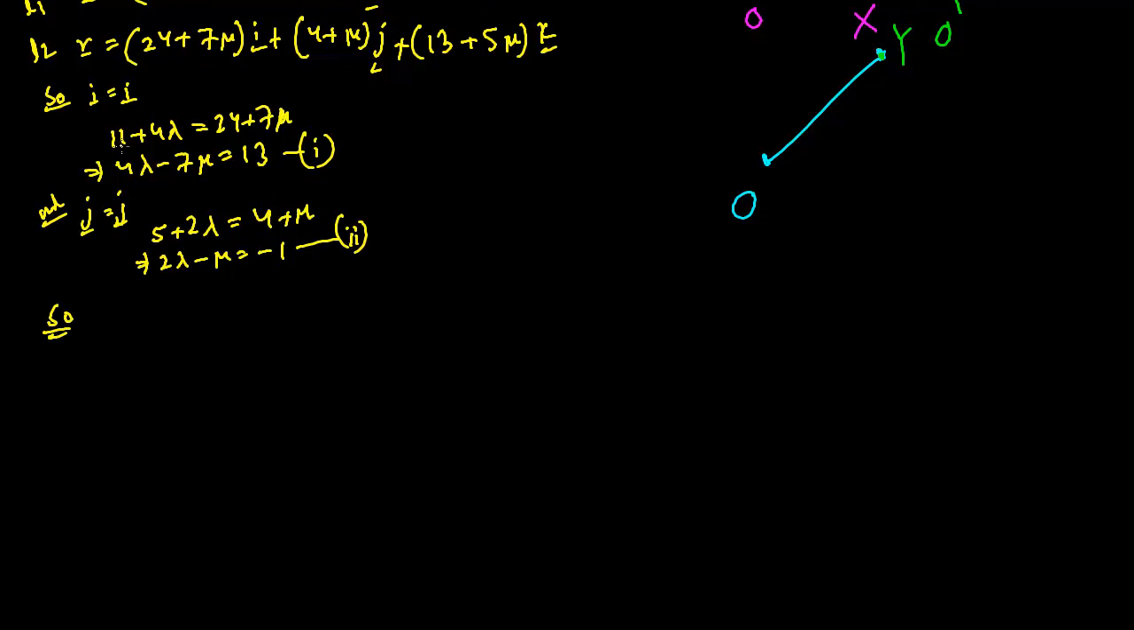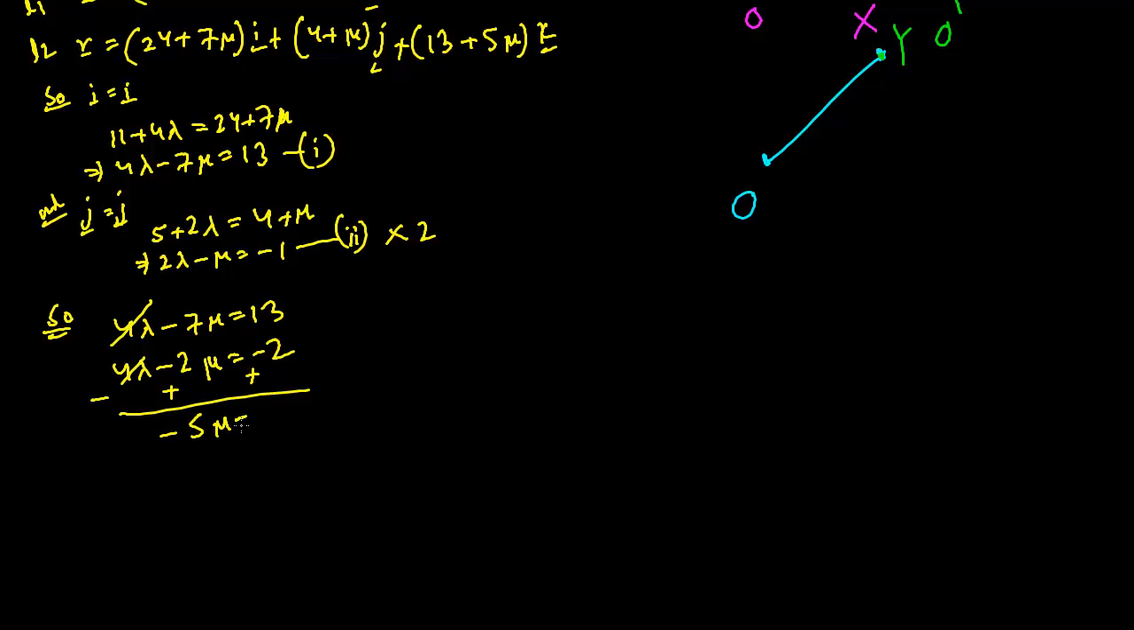So equation 1 and equation 2, what I can do is multiply equation 2 by 2. So 4 lambda minus 7 mu equals 13. And if I multiply equation 2 by 2, it turns out to be 4 lambda minus 2 mu equals minus 2. Now let's change the sign and use the method of elimination to solve this. This 2 cancels, this becomes minus 5 mu, and this becomes 15.